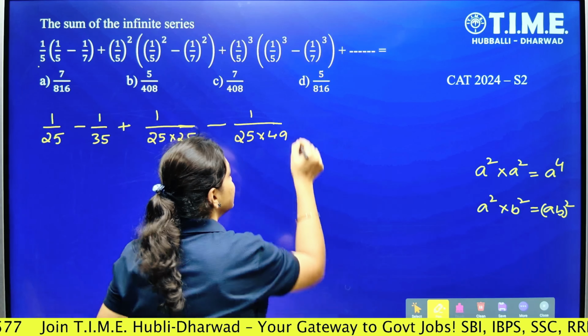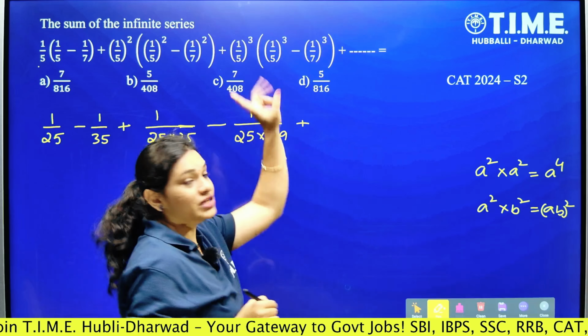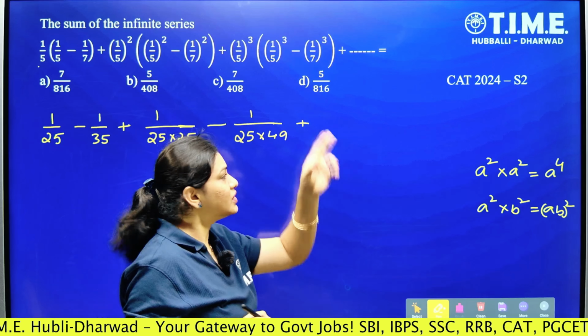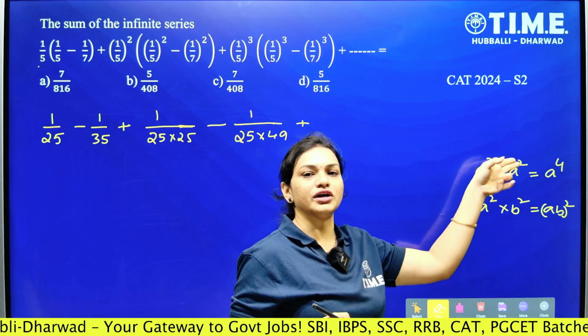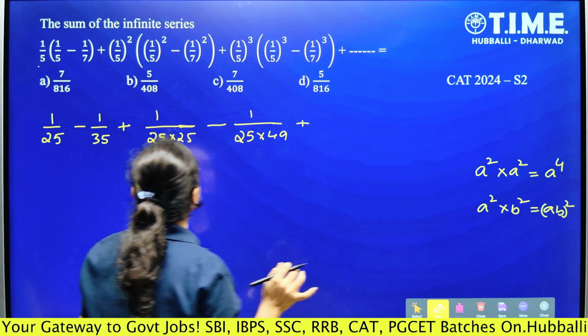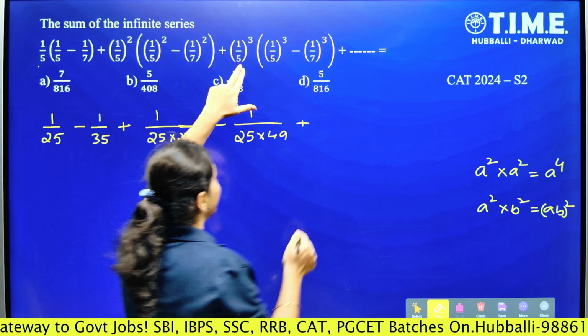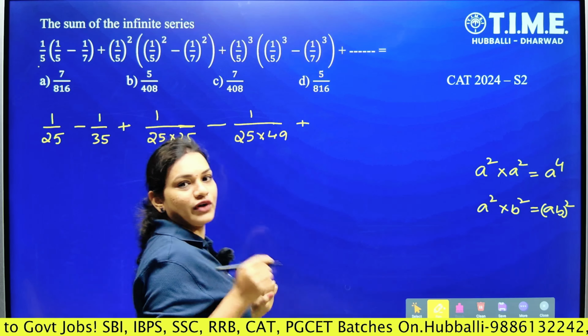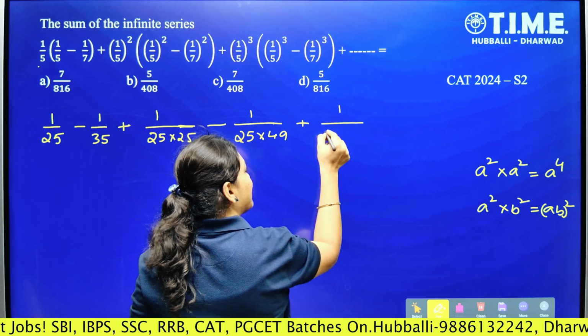Next, the third term is not yet simplified. Again, it has the cube. The same rule: a raised to 3 into a raised to 3 gives us a raised to 6. So this is 1 upon 5 cube. 5 cube is 125, so we'll keep it as it is.